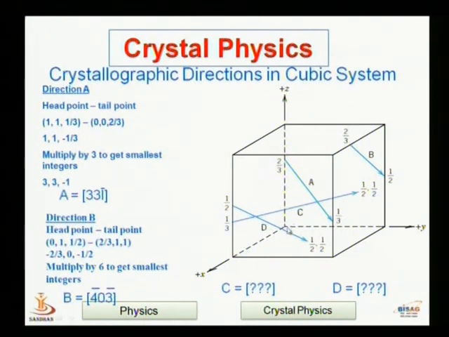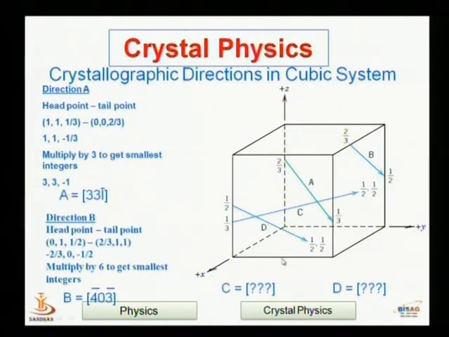Second example, along the y direction the coordinates of this point are 0 1 0. This is connected with the origin, whose coordinates are 0 0 0. Subtract this from 0 1 0, so 0 1 0 minus 0 0 0 equals 0 1 0. So the direction of the OY axis is [0 1 0]. Similarly, for the Z axis it is [0 0 1].